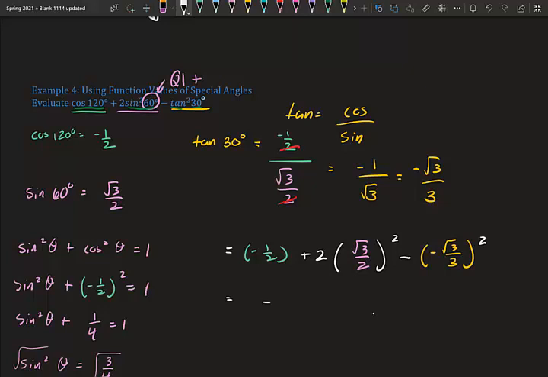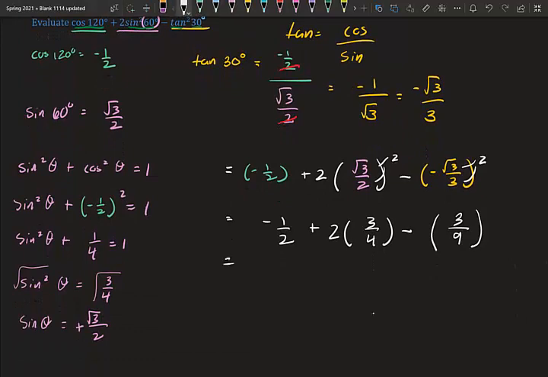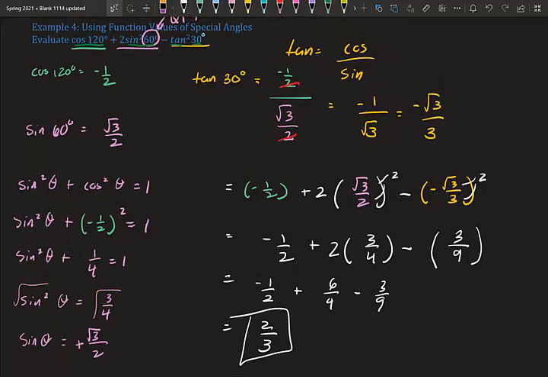So we have -1/2 plus, we square this, 2 times 3 over 4, minus, we square this, 3 over 9. So we keep simplifying. We have -1/2 plus 6 over 4 minus 3 over 9. You could have used your calculator at this point. We get 2 over 3. So cosine 120 degrees plus 2 sine squared 60 degrees minus tangent squared 30 degrees is 2/3.